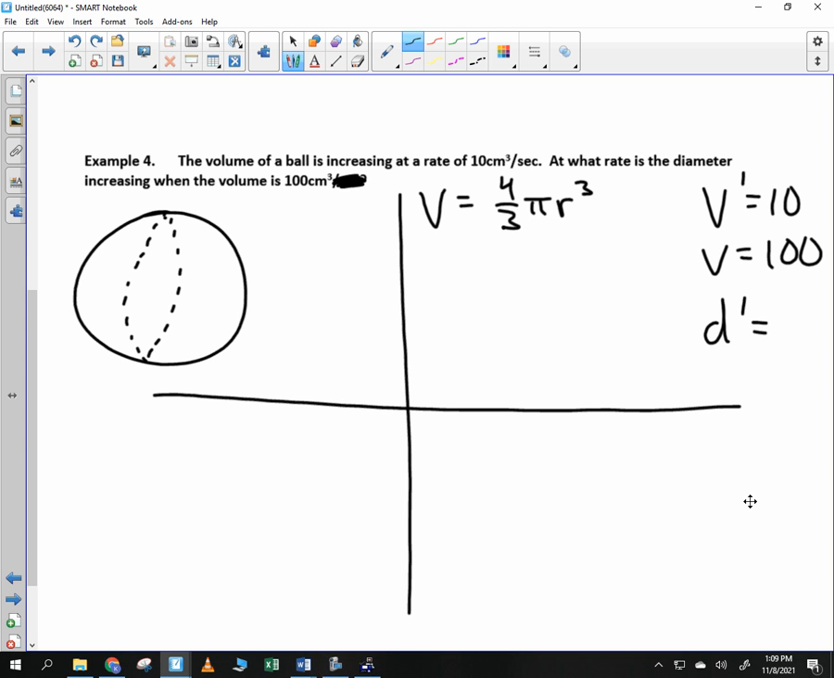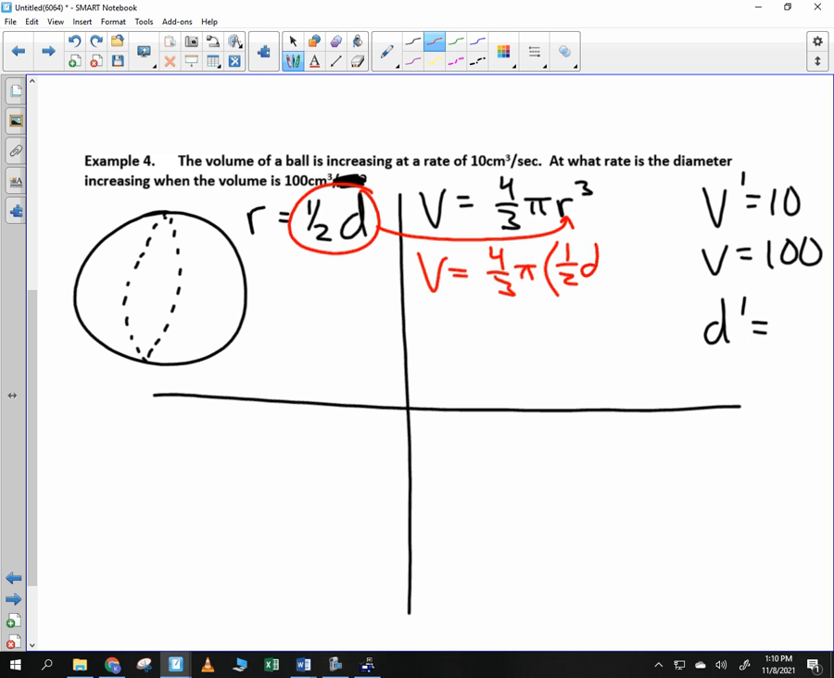Can somebody tell me the relationship between radius and diameter? Everybody agree radius is 1/2 of the diameter? So look at what we can do. You are always used to seeing these formulas written in terms of radius. You could write them in terms of many different variables. What I'm going to do is take this and substitute it right in for r, because it says r is equal to that. And when I do that, I get volume is equal to 4/3 pi times the quantity 1/2 d cubed.